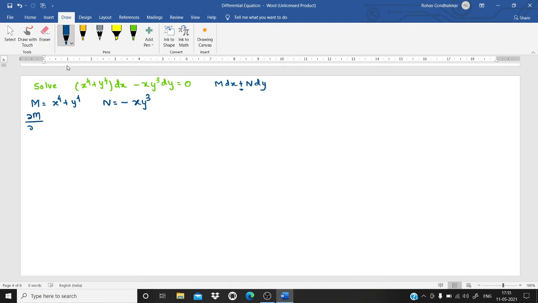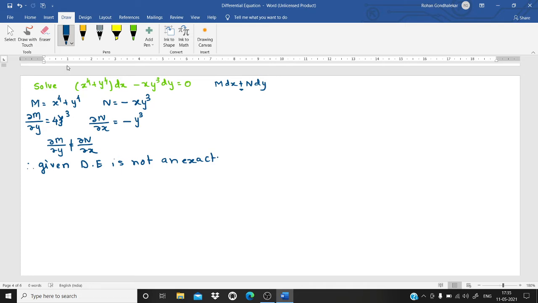Okay. So ∂M/∂y will be 4y cube. ∂N/∂x will be minus, as it is. Derivative of x will be 1. So the answer is minus y cube. So from this, ∂M/∂y is not equal to ∂N/∂x. Therefore, the given differential equation is not exact.